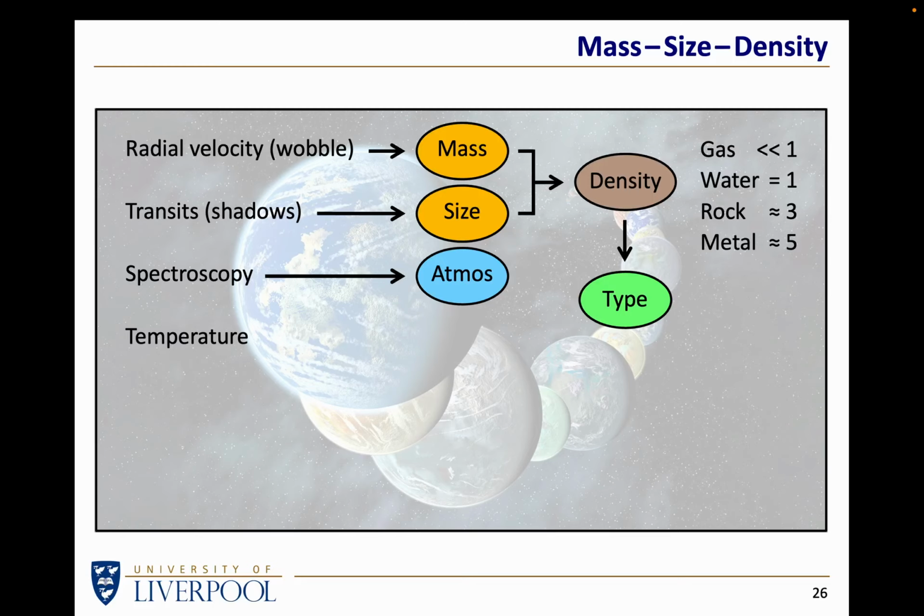So we can estimate, bearing in mind that we have to think about the composition, because of course a gas giant won't be made purely of gas. A gas giant might have a metal core, for instance. So we have to think about how these things add together.